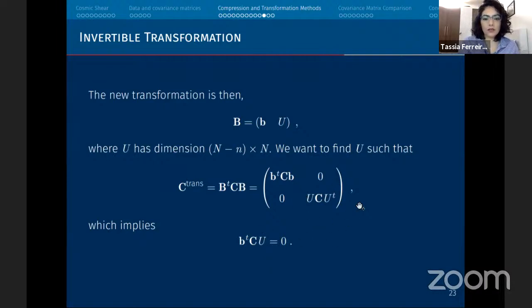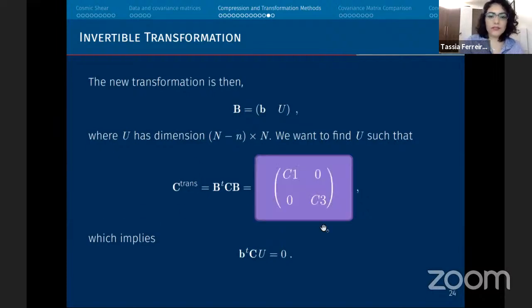And this other matrix here, if we look at this new covariance matrix blockwise, we call it C3, is going to be completely irrelevant for the parameter constraints. And I'll show this to you in a bit. So we have reproduced the MOPED compressed covariance matrix, which is given by C1. And we have a bunch of other elements that we don't care about, but you can go back and forth between C1 and your full covariance matrix.